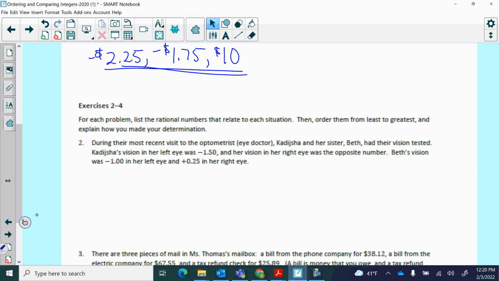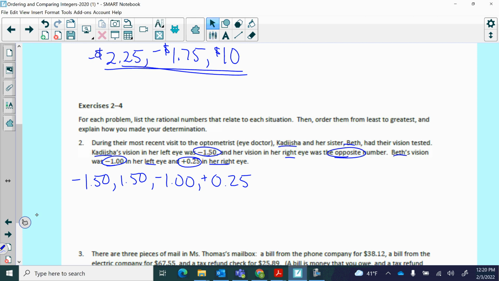During their most recent visit, Kadisha and her sister Beth had their vision tested. Kadisha's vision in her left eye was -1.50, and in her right eye was the opposite number. Beth's vision was -1 in her left and +0.25 in her right. To make integers out of these, it would be -1 and 50 hundredths. The opposite of that would be 1 and 50 hundredths, positive. The sister's left eye, Beth, is -1. Her right eye, 25 hundredths.